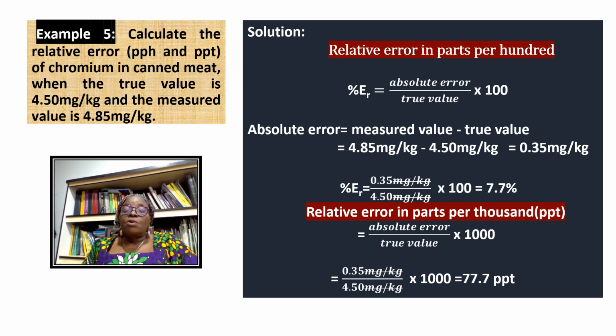Remember, the absolute error always has unit of measurement. Then the percentage relative error will be 0.35 milligram per kilogram, which is the absolute error, divided by 4.50 milligram per kilogram, which is our actual value, times 100, and we will get 7.7%. This is our relative error in parts per 100. If we want to get our relative error in parts per 1,000, we will multiply by 1,000. The answer will be 0.35 milligram per kilogram divided by 4.50 milligram per kilogram times 1,000, and we will get 77.7 parts per 1,000.